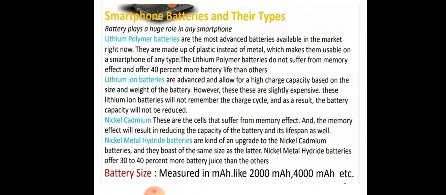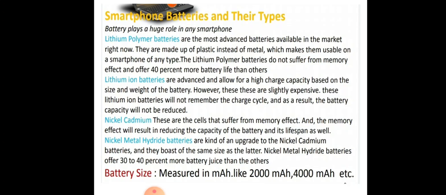Now, smartphone batteries and their types. Batteries play a huge role in smartphones. The different types of batteries are lithium polymer batteries. They are the most advanced batteries available in the market. They are made up of plastic instead of metal, which makes them usable on a smartphone of any type. The lithium polymer batteries do not suffer from memory effect and offer 40% more battery life than others.